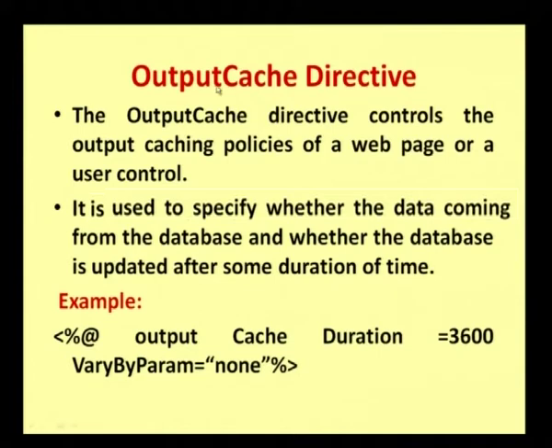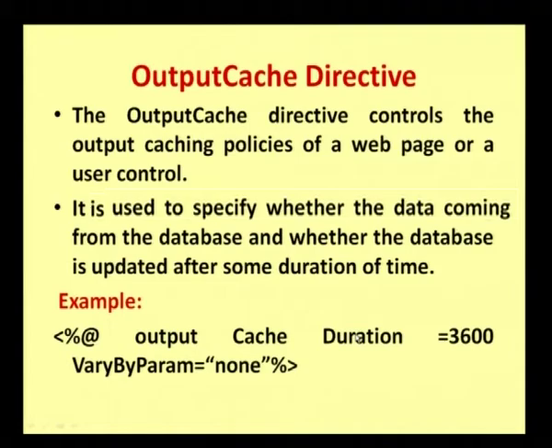So output cache specifies the database operations, and the example given here is scriptlet @ OutputCache Duration equals the time duration, and VaryByParam. None means how much time it is going to vary and which parameter is used to vary the database values. So I have given none here. If you give the values, the database values will be updated at the duration of the seconds which we have specified in the Duration attribute.